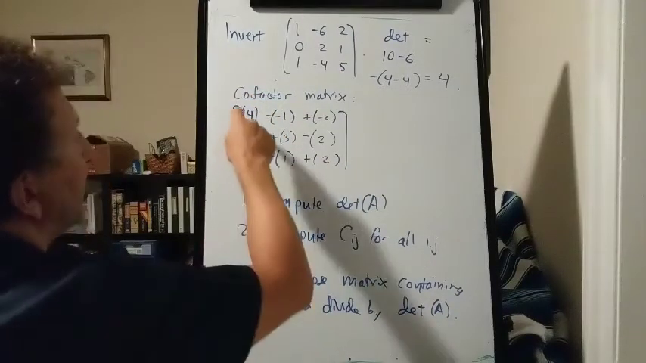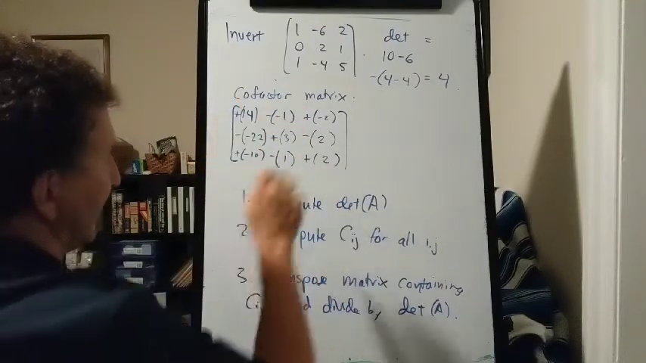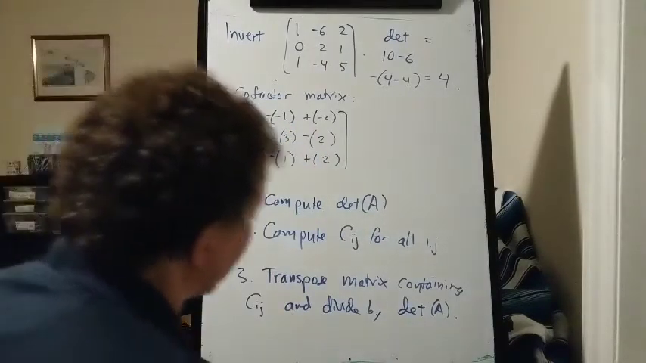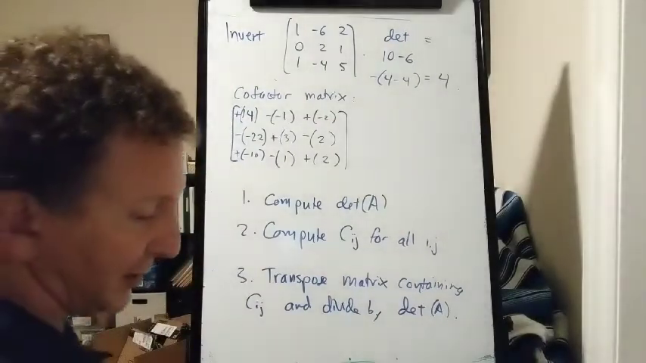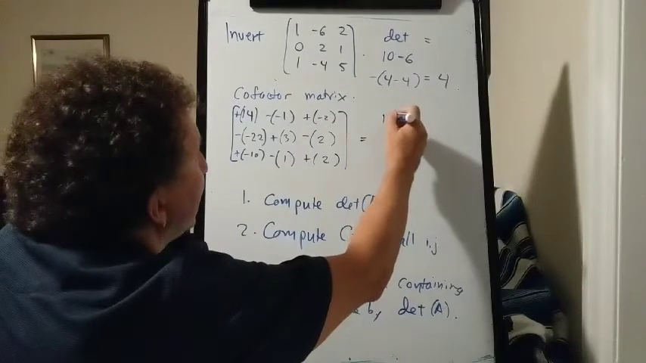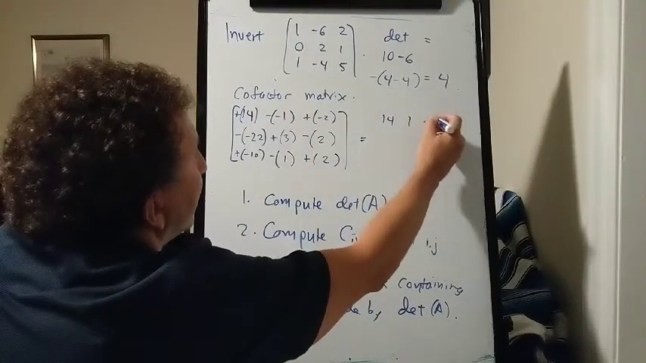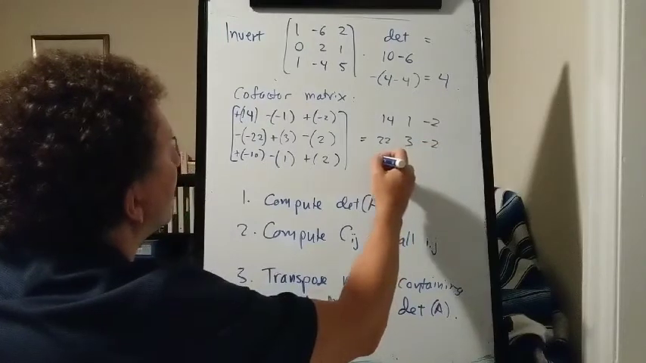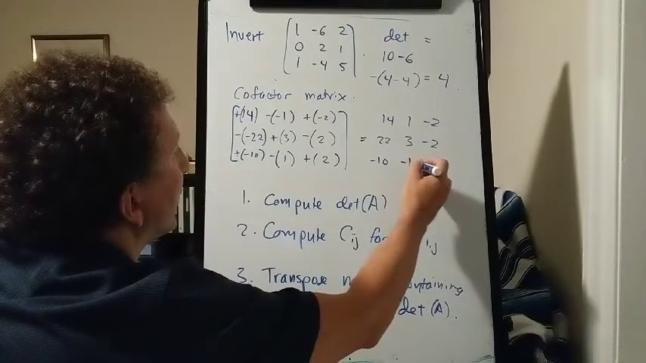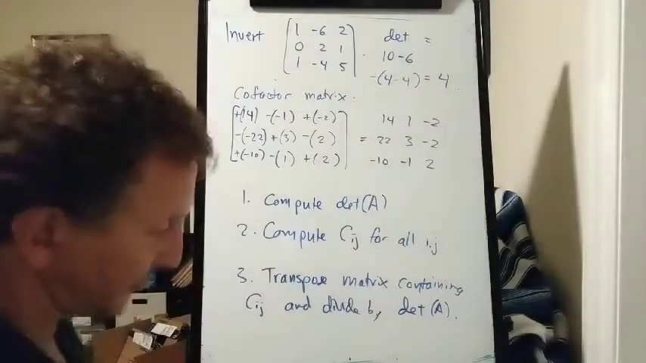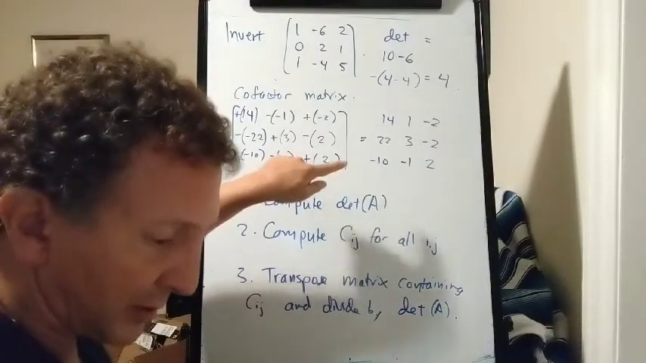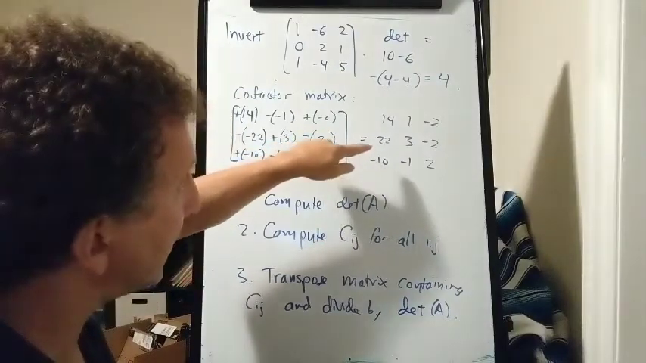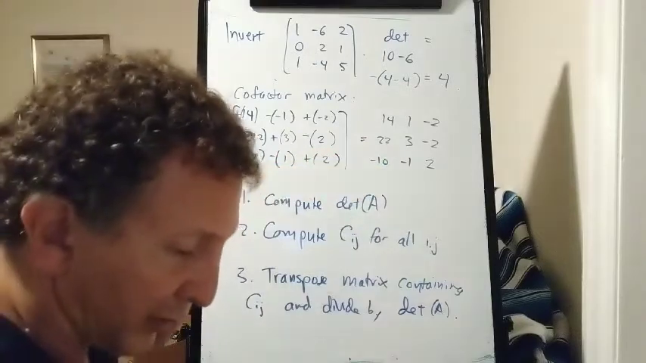So we have to remember this plus and then alternating signs from there down. I think I've got that, and I hope I have the signs right for the cofactors for the determinants we just computed. So let's simplify this. We've got 14, 1, negative 2, positive 22, 3, negative 2, negative 10, negative 1, and 2. So let me just compare with my notes. Okay, that agrees with my notes.